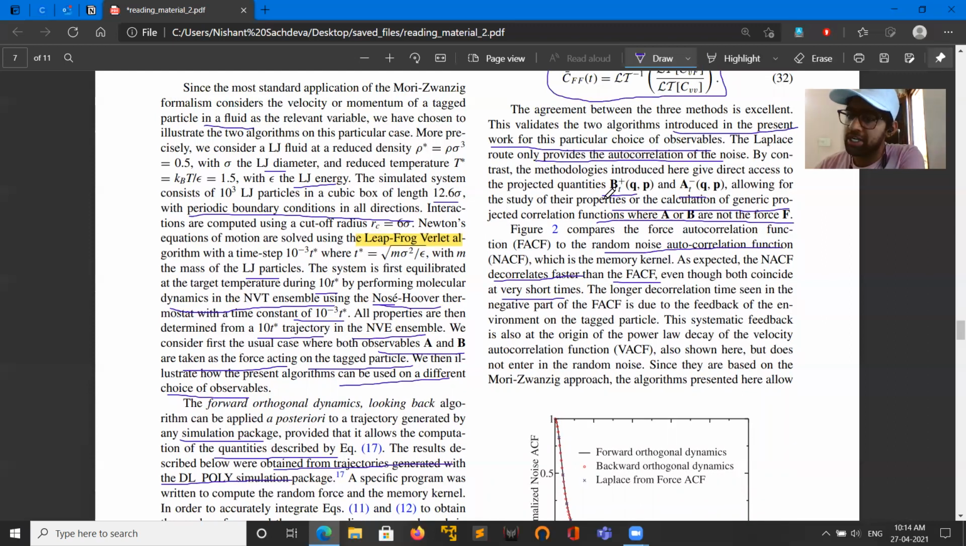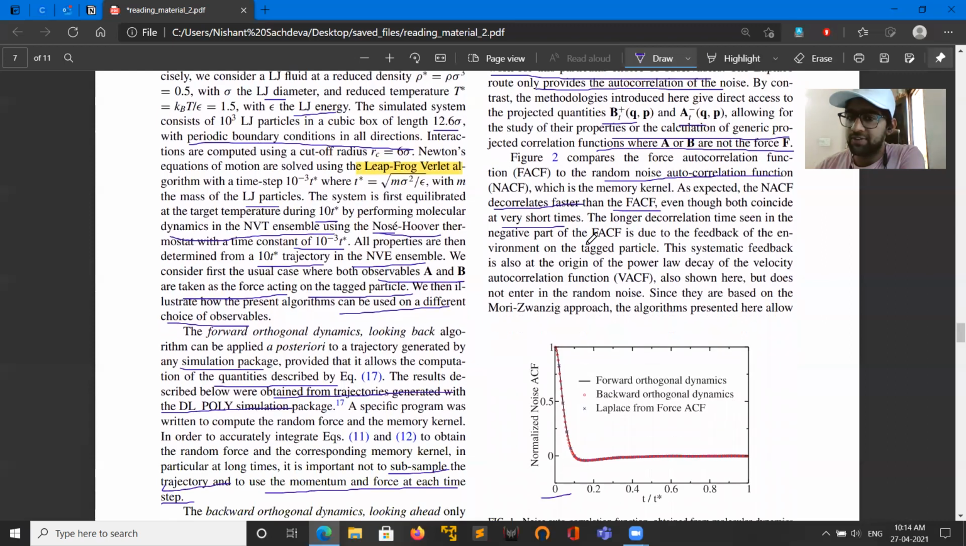The longer decorrelation time seen in the negative part of the FACF, the force autocorrelation function, happens due to the feedback of the environment on the tagged particle. This systematic feedback is also at the origin of the power law decay of the velocity autocorrelation function.